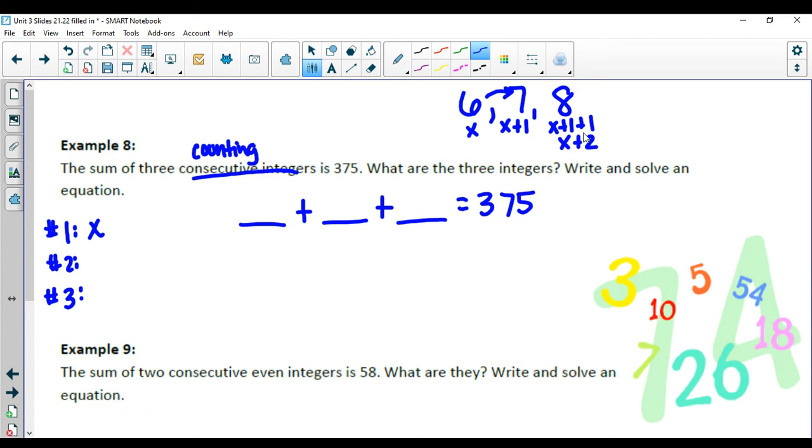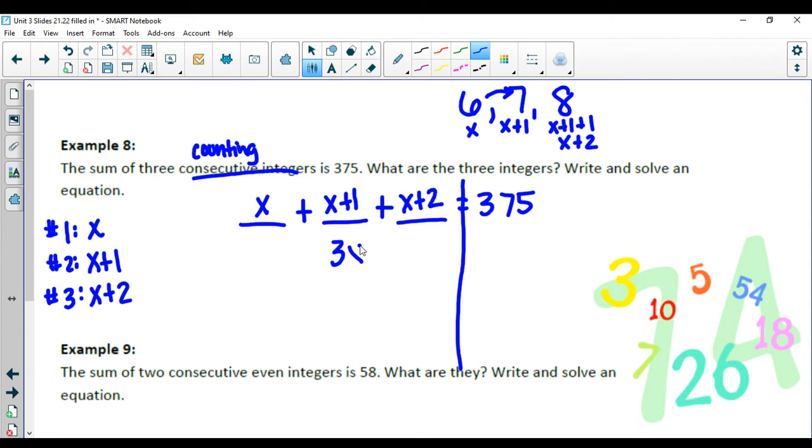So when we do consecutive integers, our first number is going to be called x. Our next number is going to be x plus 1 because we're going up 1. And then our third number would be x plus 2. If we wanted a fourth, we would call it x plus 3, and so on. So I'm going to go ahead and actually plug these into my equation. So x plus 1, and x plus 2. And I need to combine like terms. So I have x, x, x. So that's 3x. And plus 1 and plus 2, which would be a plus 3. And this is going to be equal to 375.